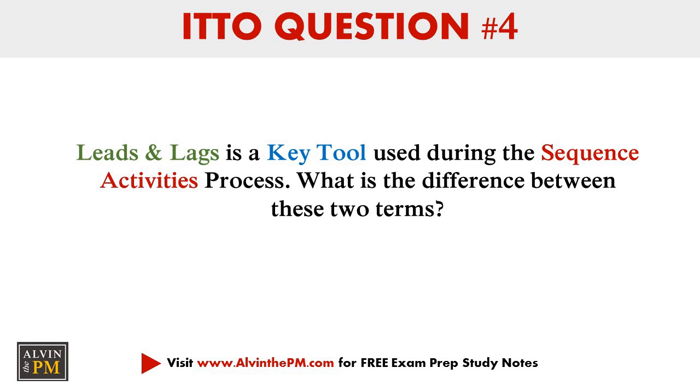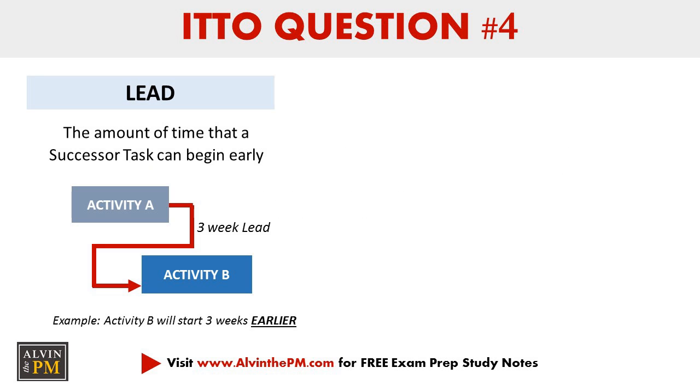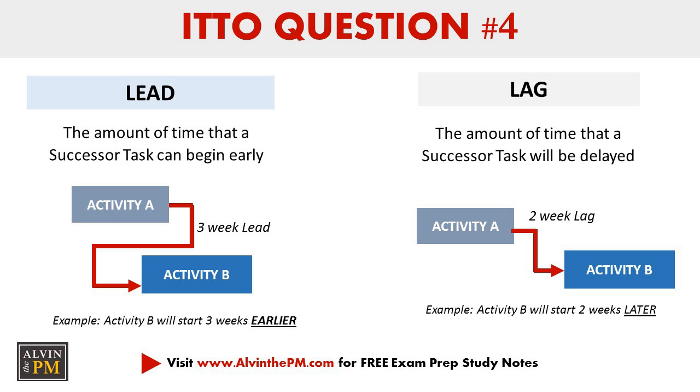Question 4. Leads and lags is a key tool used during the sequence activities process. What is the difference between these 2 terms? Pause the video right now and think about which answer you think is correct. The correct answer is as follows. Lead is the amount of time that a successor task can begin early. Lag, on the other hand, is the amount of time that a successor task will be delayed. Refer to the screen for more detail about the difference between these 2. On to our next question.